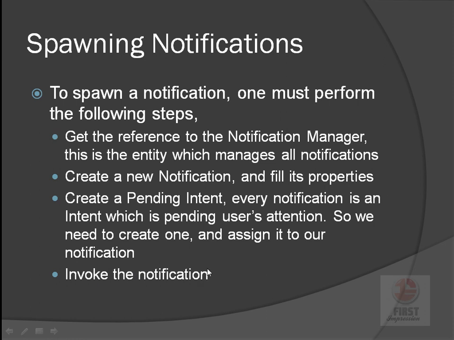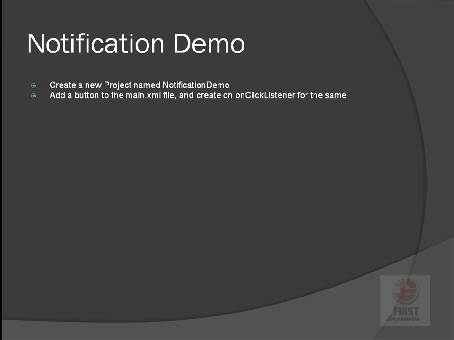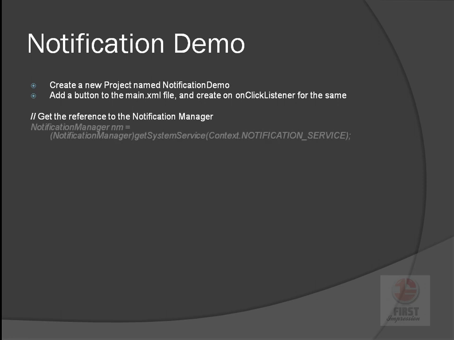These steps might be a bit new to start with, but as we code, we'll be able to get the concept. Let's start with the notification demo. We'll create a new project and name it notification demo, and we'll add a button to the main XML file and write the on-click listener for it. So just add one button, say btn notify, and inside the on-click listener for the button, let's write the following code. Step 1 is to get the reference to the notification manager. This is done by saying NotificationManager nm equals getSystemService(Context.NOTIFICATION_SERVICE).